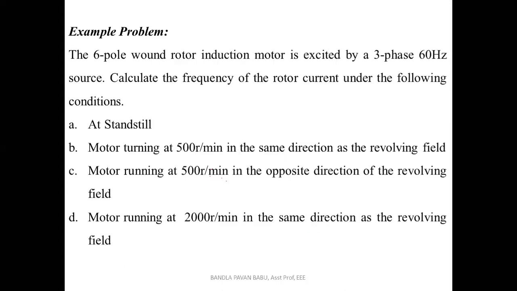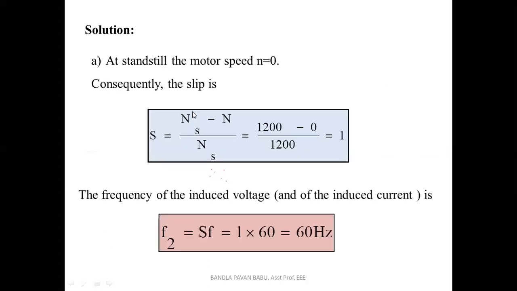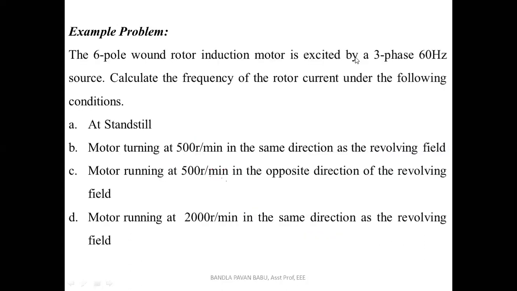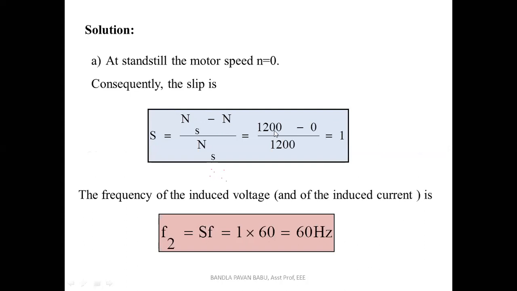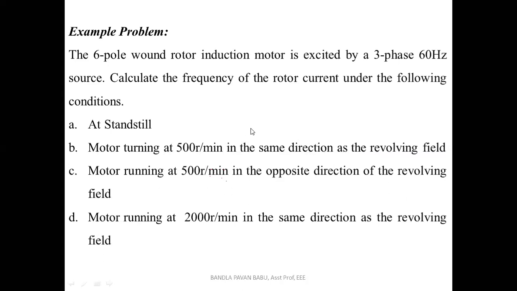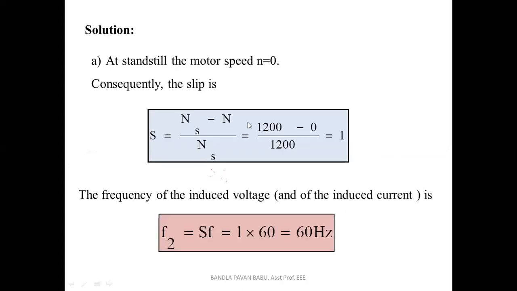So what is the speed given? What is the value of ns here? It is 120 f by p. So 120 into supply frequency, actually I have missed that here. So 120 into f, 60, by p, 6 pole. So we get around 1200. Please check that, it may be 1200. And the rotor speed n at standstill means it is not rotating. Not rotating means the value is 0 there. So we get slip equal to 1.